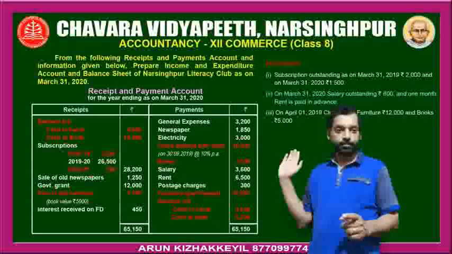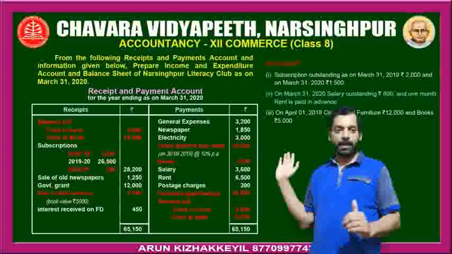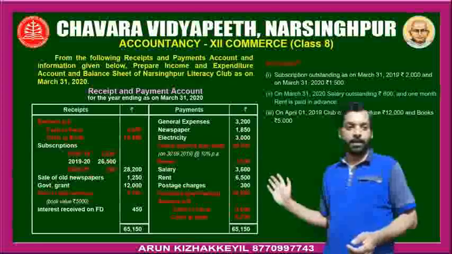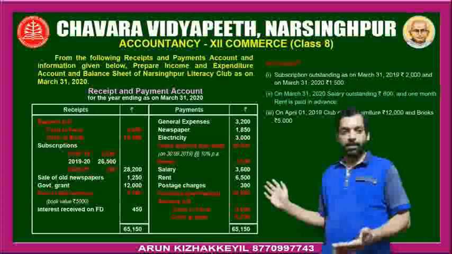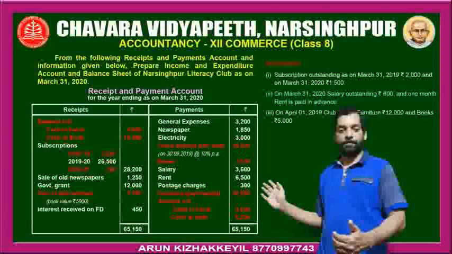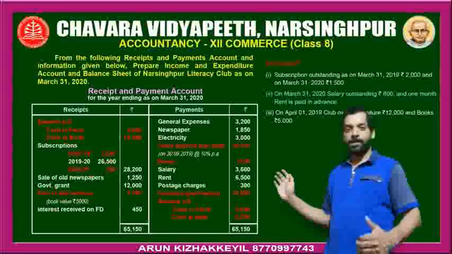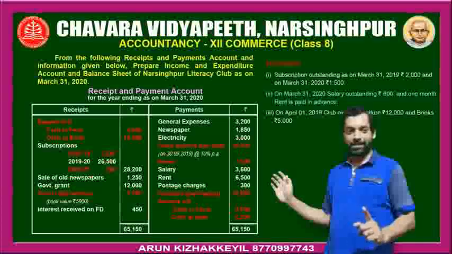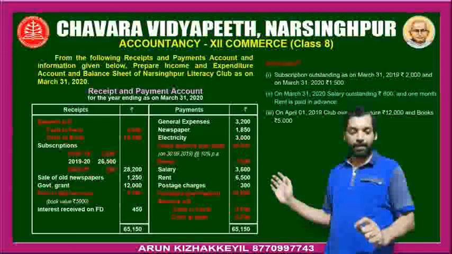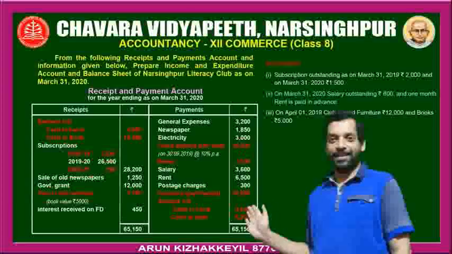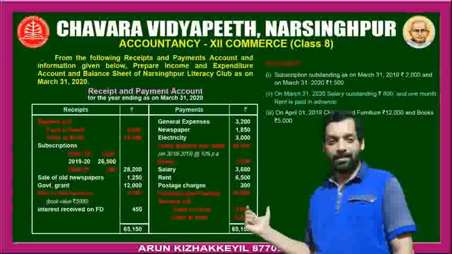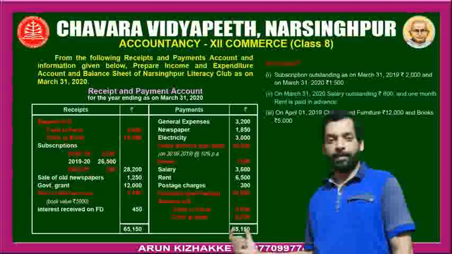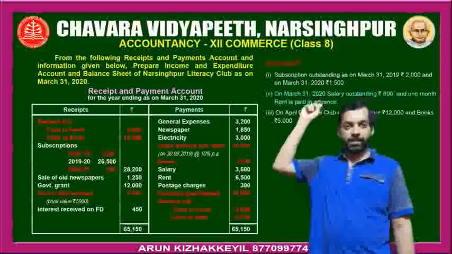The next items given: books 7,000, salary 3,600, rent 6,500, postage charges 300, furniture, bracket given, purchased. It is understood, payment for furniture means purchased furniture. Amount is 10,500. And see the closing balance of the receipts and payment account. Again, two balances are there: cash in hand, cash at the bank. Amounts are 3,000 and 8,200, and total is rupees 65,150. On both sides you can see 65,150.